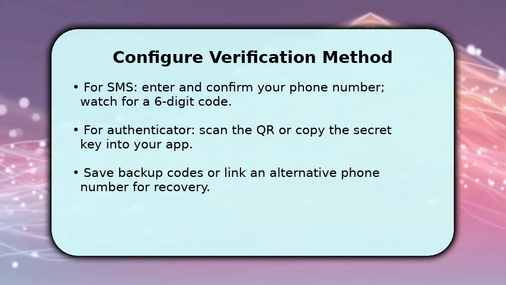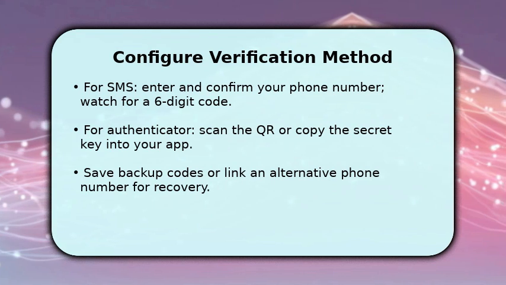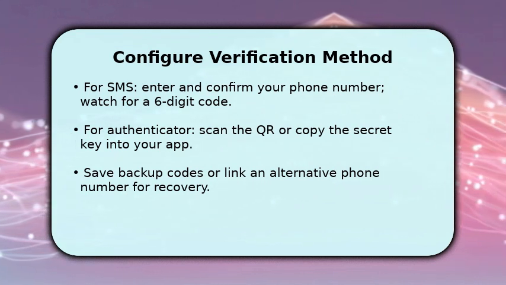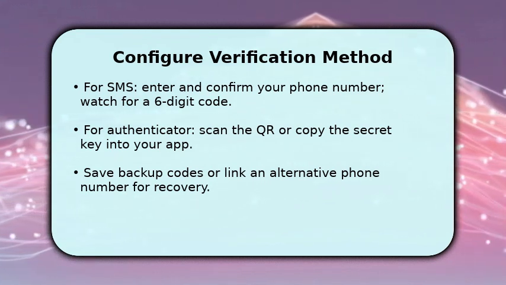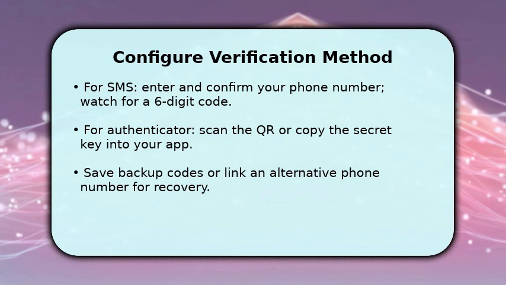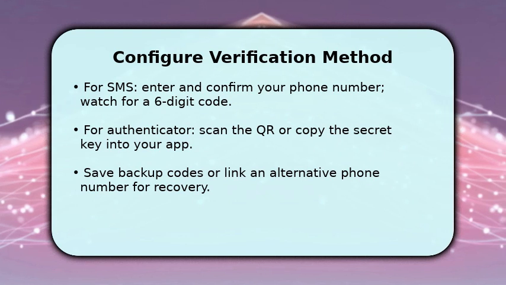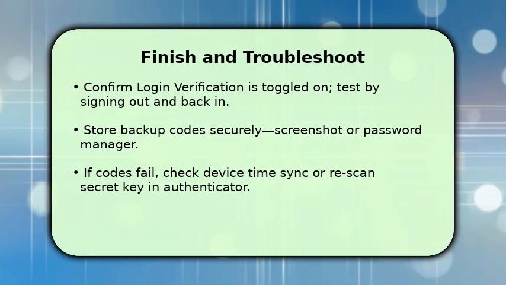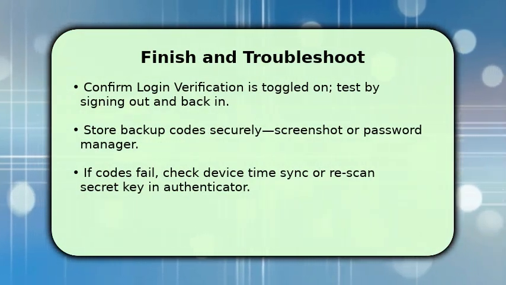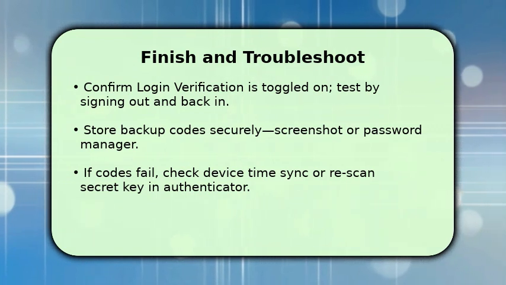Make sure to save any recovery or backup codes Snapchat offers, and add an alternate phone number so you can regain access if you lose your primary device. Finish by toggling login verification on and reviewing trusted devices. Once done, test the setup by signing out and signing back in to verify prompts appear.